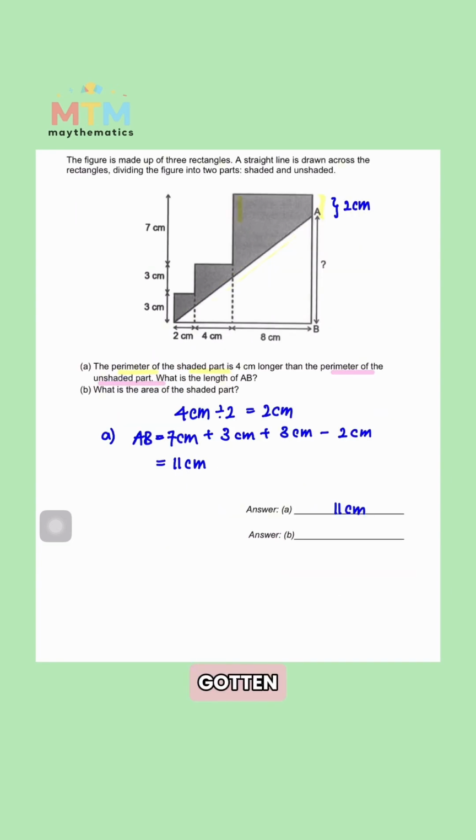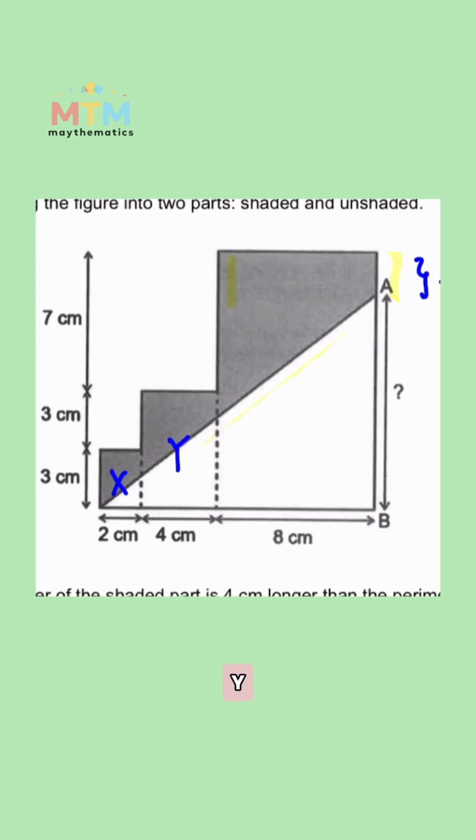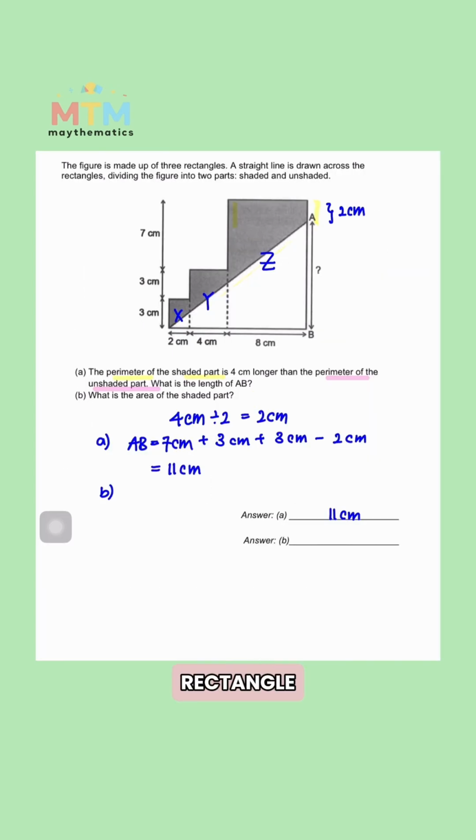So with that, we have gotten past the most difficult part of the question. Now let's use the information we have to solve part B. So now for part B, let's find the area of the shaded part. How do we do that? Let's identify the rectangles. So we have rectangle X, rectangle Y, and rectangle Z. So for rectangle X, we have the length and breadth to be 3 cm times 2 cm. That will give us 6 cm squared.